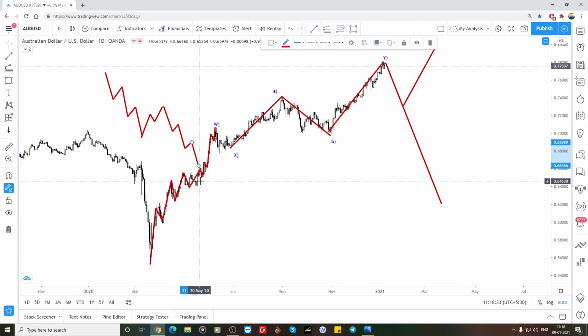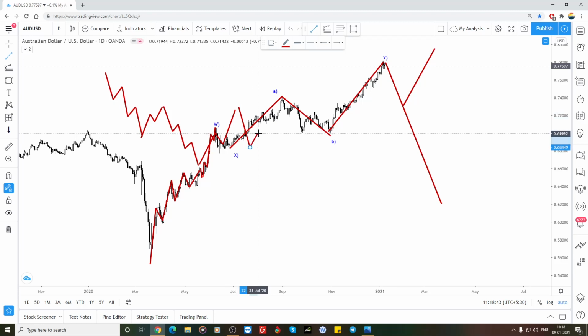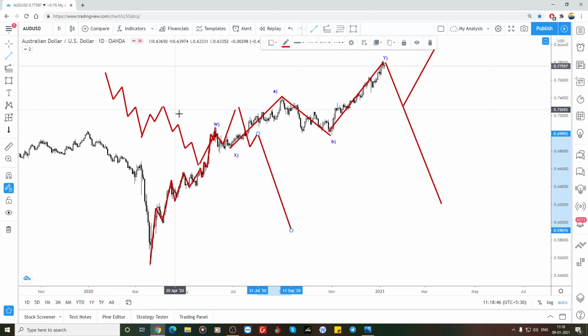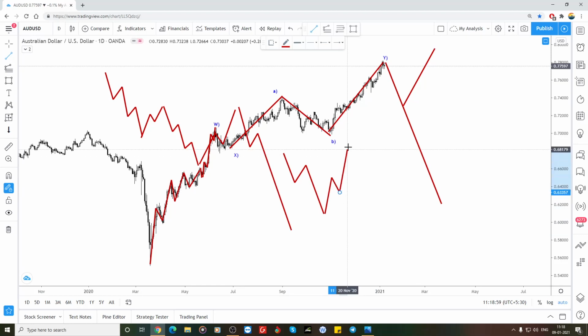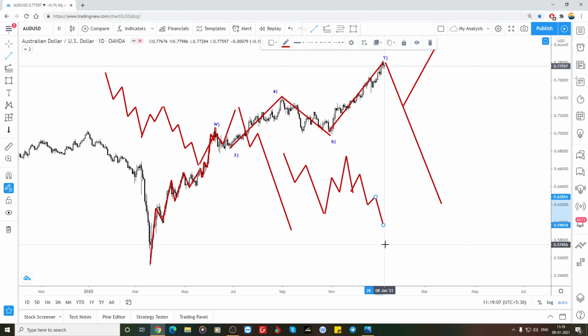See, in this zigzag, this is A, B, C, and whether it is a connecting wave, further it has to decline. So here it is W, X, A, B and C. But if it is a three-wave structure, we mark it as A, then this is the B, and C is 1, 2, 3, 4 and 5. So this is the flat correction. So here a continuation is happening.